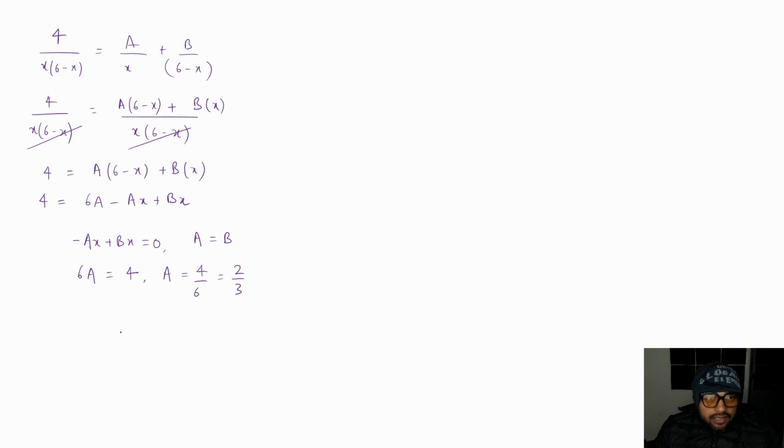Now we'll plug the values of a and b, which are equal, into this equation. So we get 2 by 3 over x. Instead of a, I have written 2 by 3. Similarly, we'll write 2 by 3 over (6 minus x).